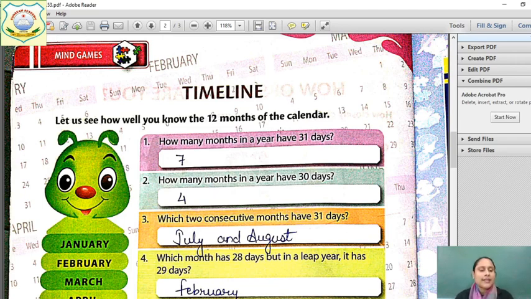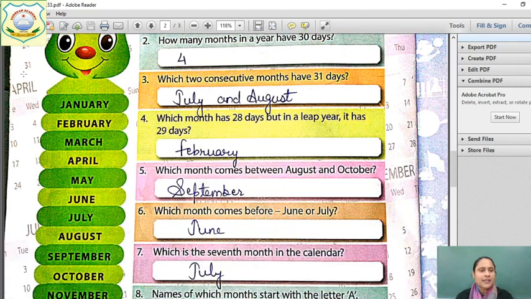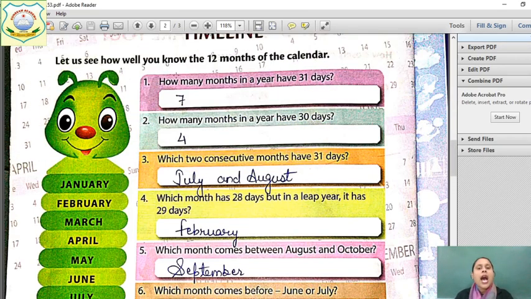Now, let's see what the questions are that are being asked. Here you can see this caterpillar and there are the names of the months written in the chart. Now, here it is asked how many months in a year have 31 days. So there are 12 months in a year. अब उन 12 months में कितने months ऐसे होते हैं जिनमें 31 days होते हैं.